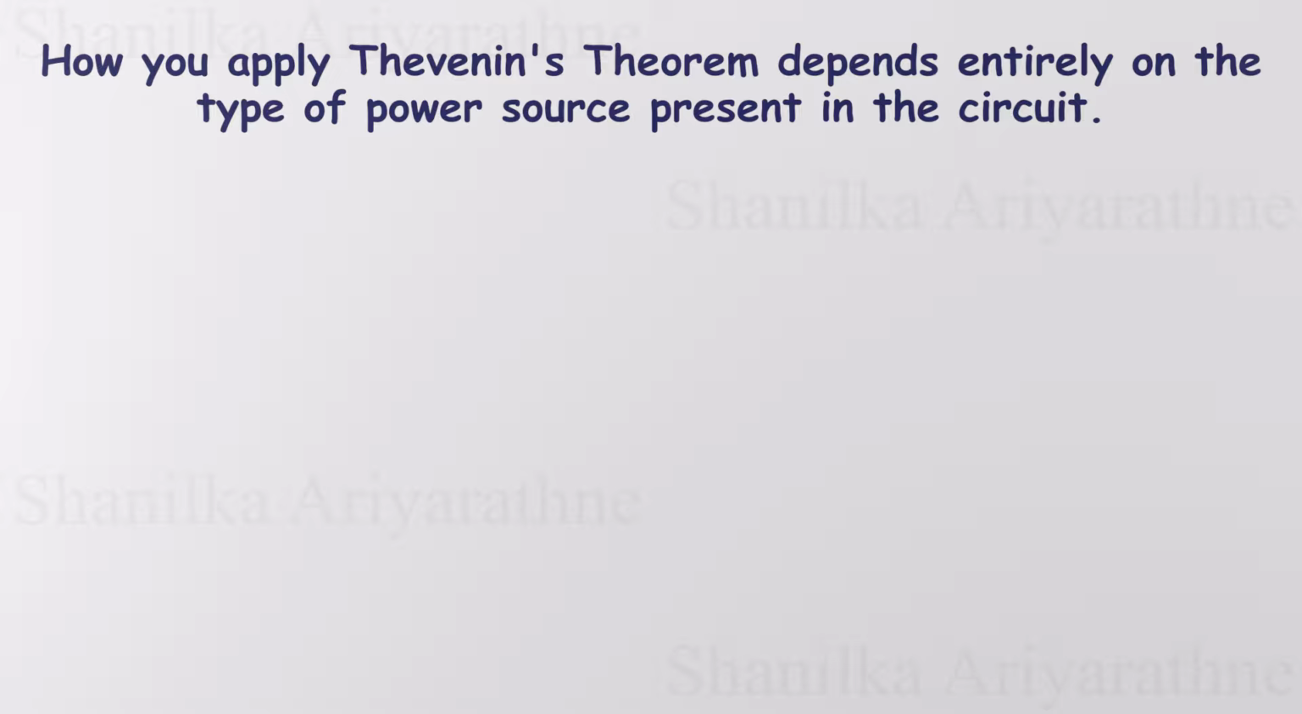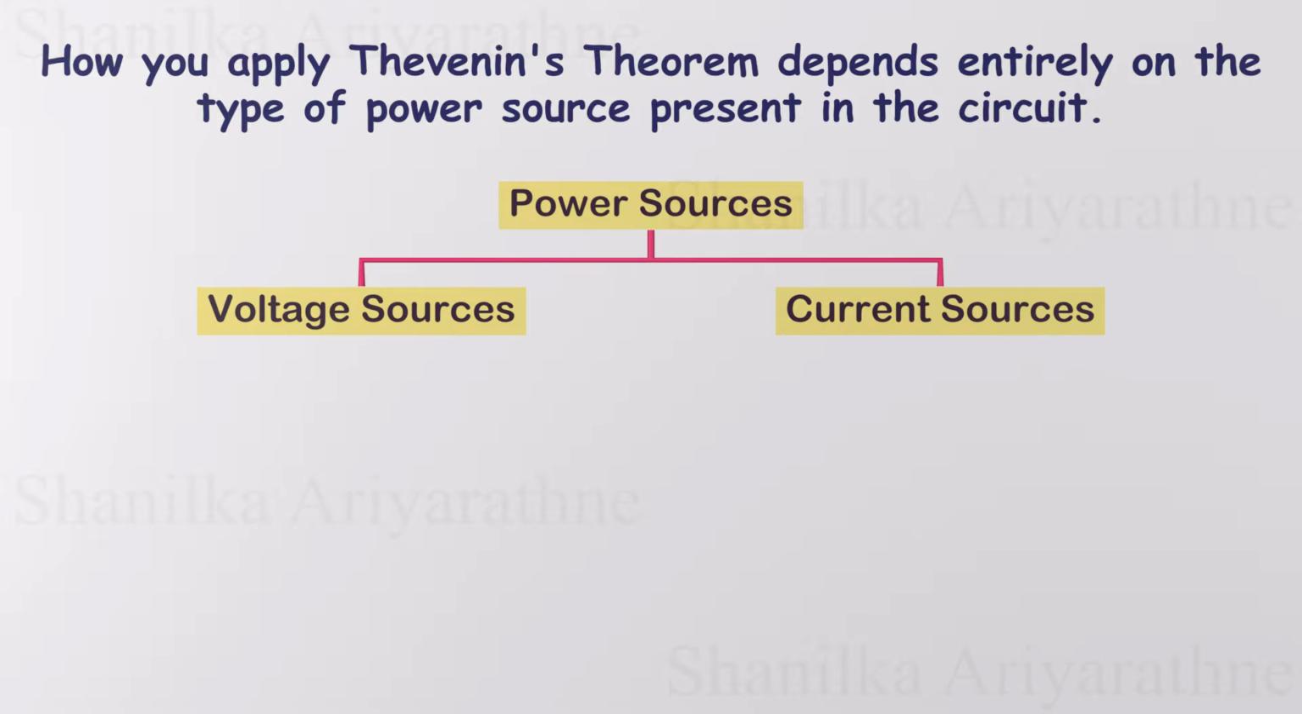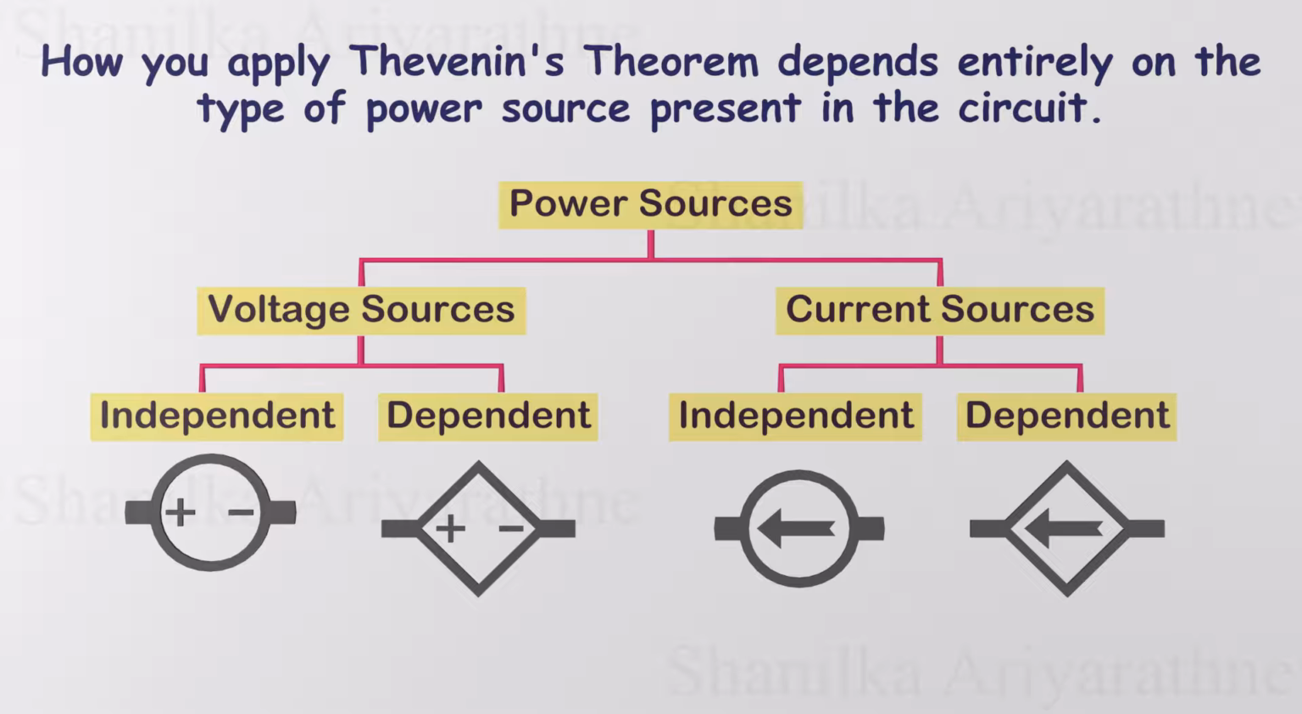Before you can apply Thevenin's theorem, you need to figure out what kind of power sources your circuit contains. Power sources can be categorized into two types. Voltage sources create a potential difference in the circuit, driving current through the components. Current sources establish a fixed current that flows through the circuit, regardless of the voltage across them. Both voltage and current sources can be divided into two categories: independent sources, which provide a fixed voltage or current, unaffected by anything else happening in the circuit; and dependent sources, whose output depends on other elements in the circuit.